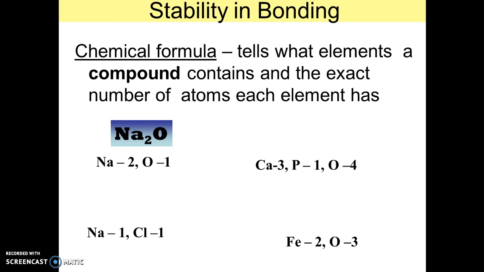So Na2O, this is actually sodium oxide. This is going to be 2 sodiums, 1 oxygen. If you notice, whenever there's going to be 1, we don't put a subscript. We just write the symbol, and that implies that there was 1.